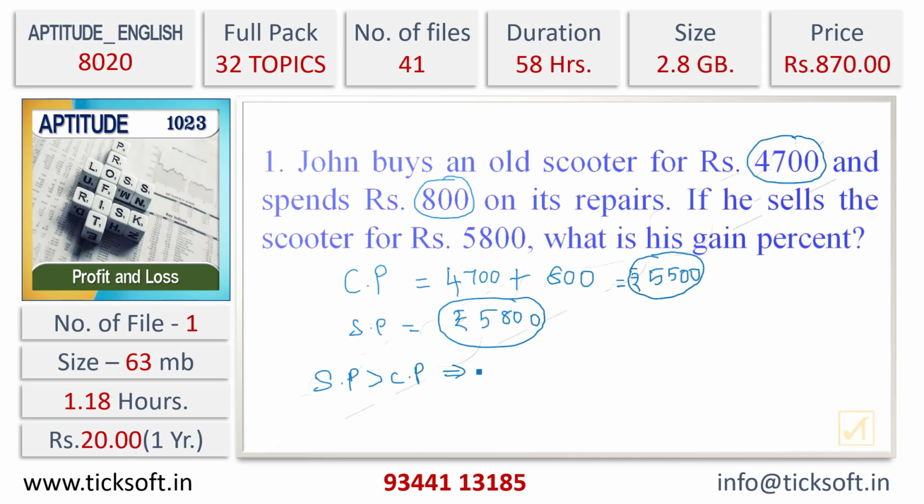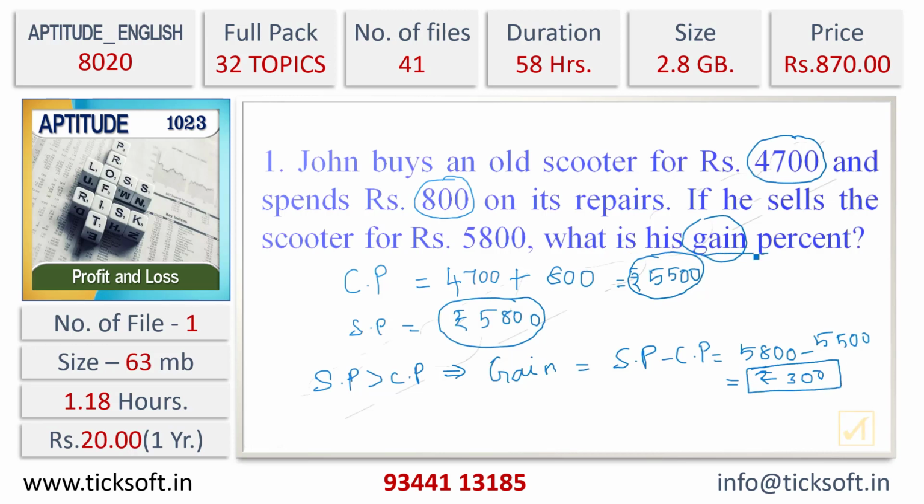So therefore there will be a profit. So profit is the same as gain, isn't it? So therefore what will be the gain? So therefore gain will be equal to the selling price minus cost price. Selling price is 5,800 rupees. Cost price is 5,500 rupees, and if we subtract these two, then we will get 300 rupees as the gain.